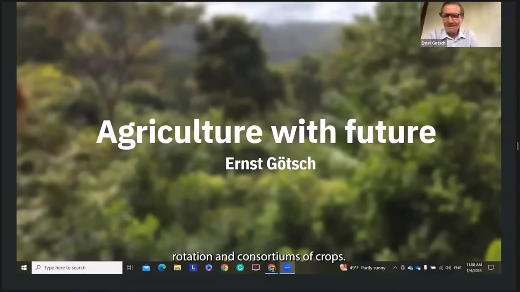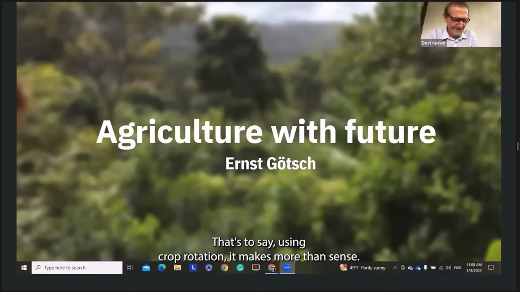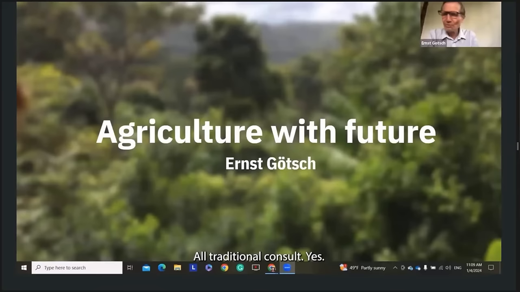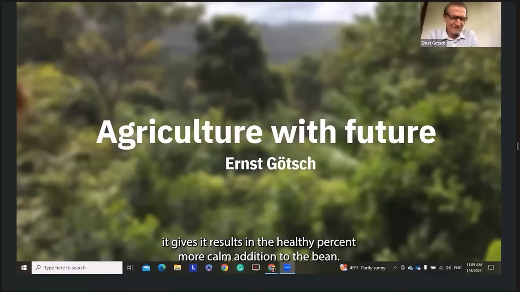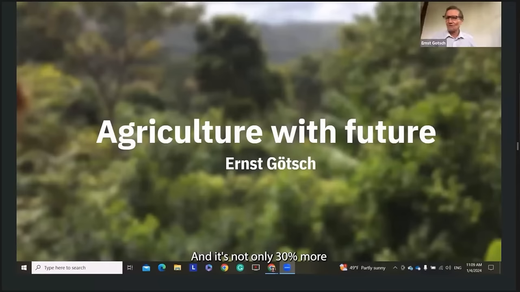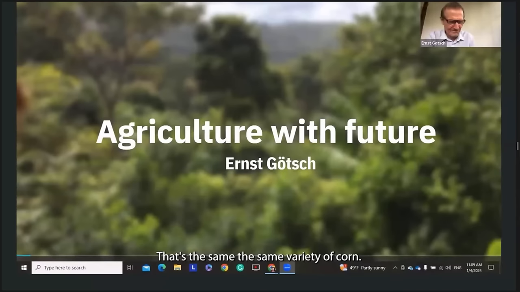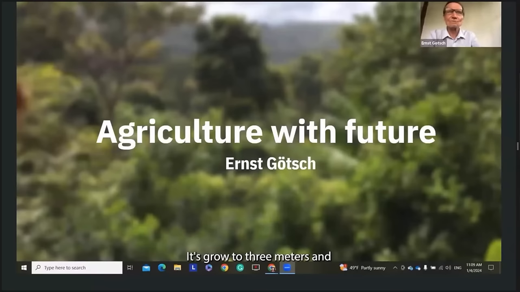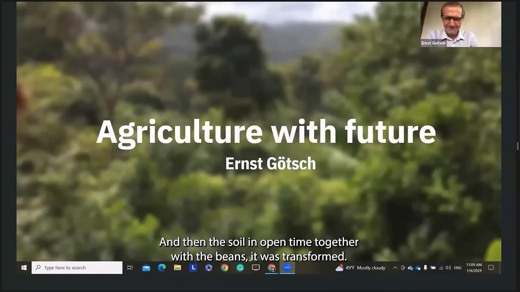And I came to the conclusion that it's not only crop rotation and consortia of crops. It makes a lot of difference what you do. Crop rotation makes more than sense, and consortia also make a lot of sense. I was impressed by old traditional consortia, for example, maize and beans, corn and beans. It results in 30% more corn in addition to the bean, and it's not only 30% more yield of seeds, it's also 30 to 50 to 60% more growth. That's to say, the same variety of corn grows instead of 2.20 high, to 3 meters and more, and it was completely dense. And then the soil in autumn time, together with the beans, was transformed.